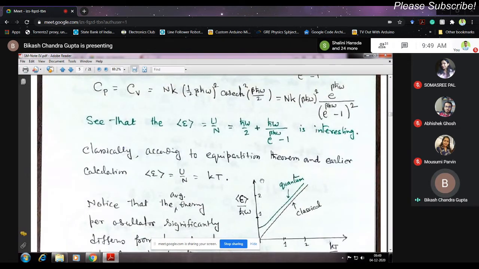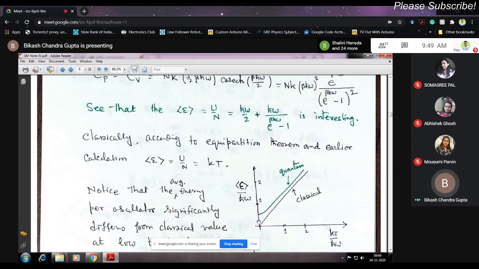Now I have plotted both with a scaling of h cut omega. So E average by h cut omega versus kT by h cut omega. If you have the classical relation E average equals kT, then if you divide both sides by h cut omega, it becomes a straight line, right? E average by h cut omega equals kT by h cut omega. That's a straight line with slope 1. This is the classical plot.